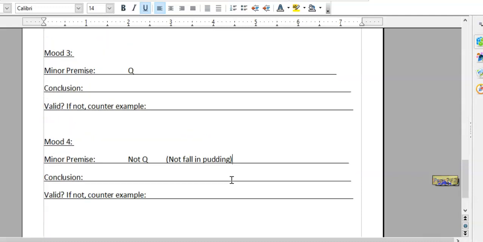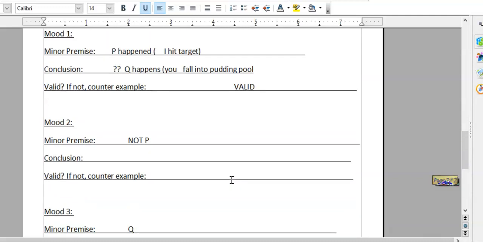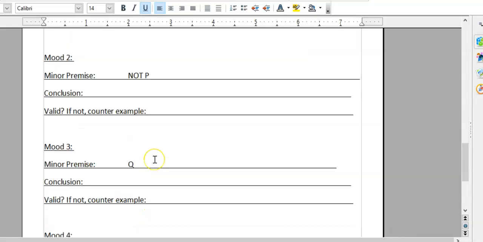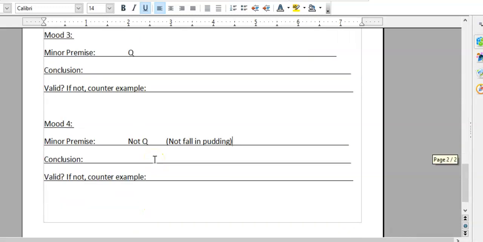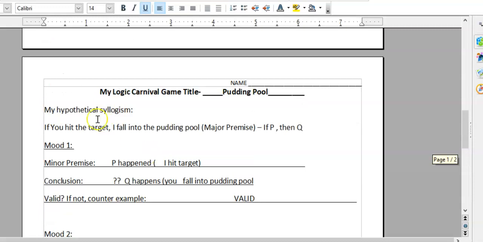Okay, so I'm just kind of giving you an example of how to fill this out. And like I said, I want you to write out the words. Like I hit the target, I fall into the pudding pool. But these are your 4 moods, okay? So this is an example of what you would do if you had the if-then statement.